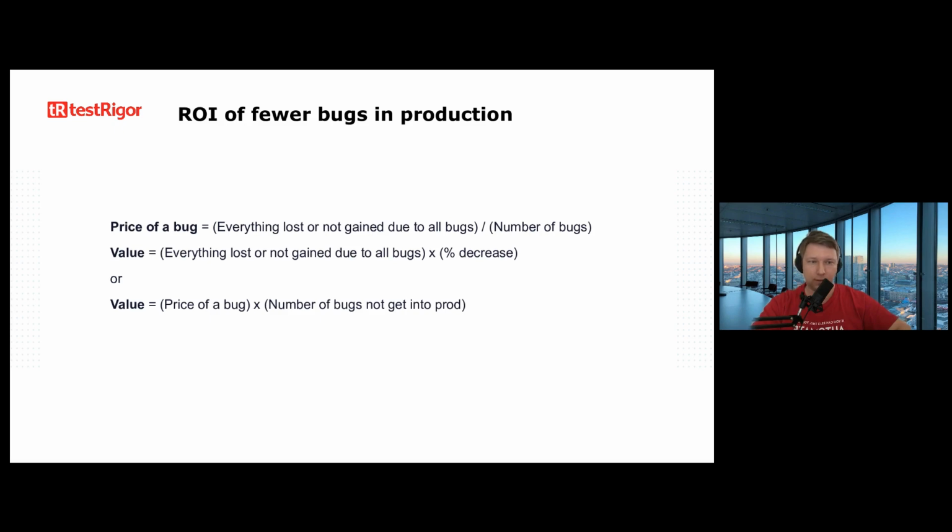Unfortunately, Google is not going to help you in this particular regard. In this particular case, the way to make it a success is the process in your organization. And well, if you look into the price of a bug and some formulas in there, you'll see that the main part of it is everything lost or not gained due to all the bugs which got into production.